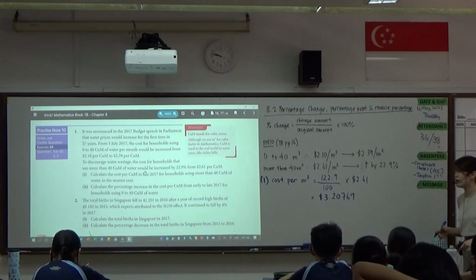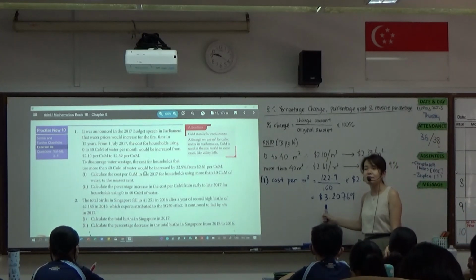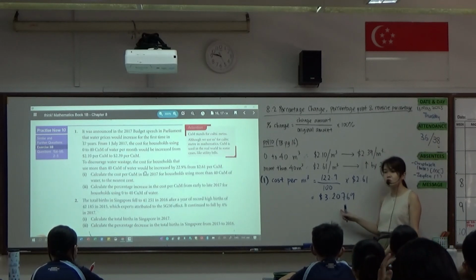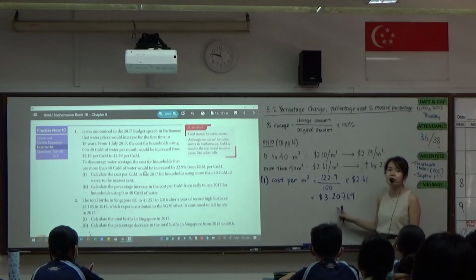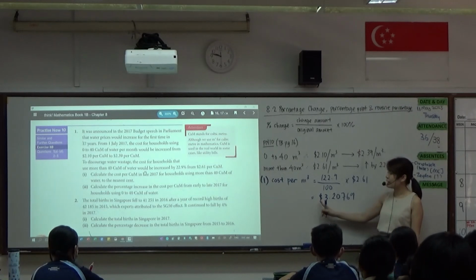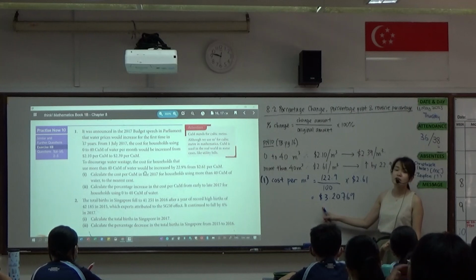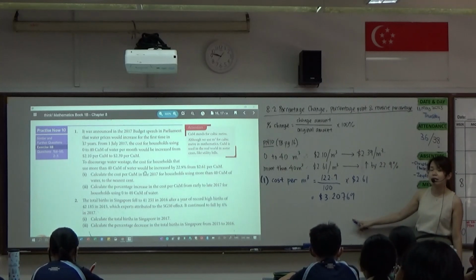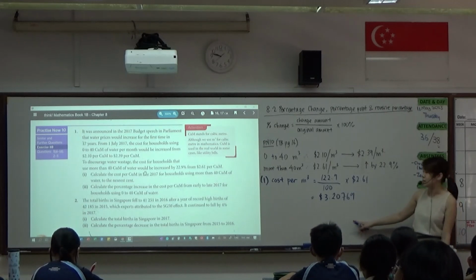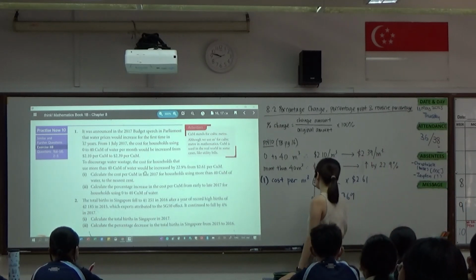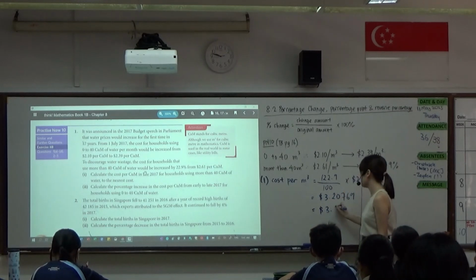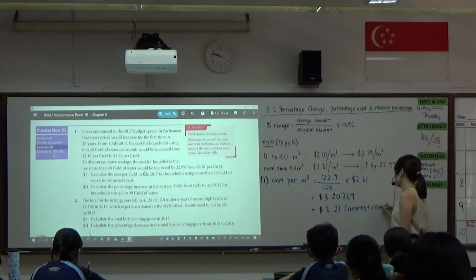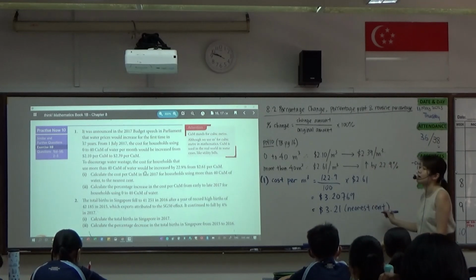I know that in class we have mentioned that we try to leave our answer in exact where possible. But in this case, do you think it makes sense for the answer to be exact? No, right? Because why? This is money terms. So for money terms, we shouldn't be leaving answers to exact. We should leave it to how many decimal places? 2 decimal places. That is because nearest 1 cent. So we will get 3.21. This is the nearest cent.